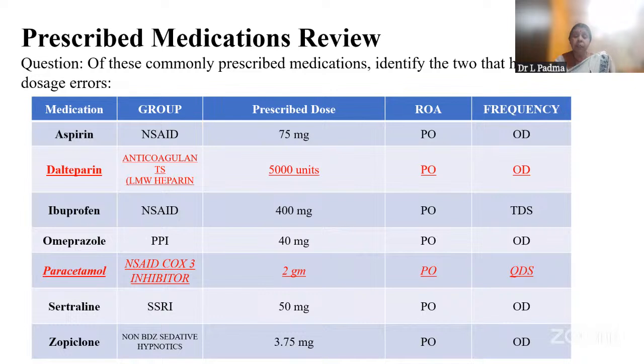Still, amongst the lot, you find that Dalteparin and Paracetamol are the two things where they've asked for dosage errors, and definitely there is a dosage error both for Dalteparin as well as Paracetamol, in the prescribed dose, route of administration, as well as frequency. So let us see now a little glimpse about the others, and later on coming to the dose.